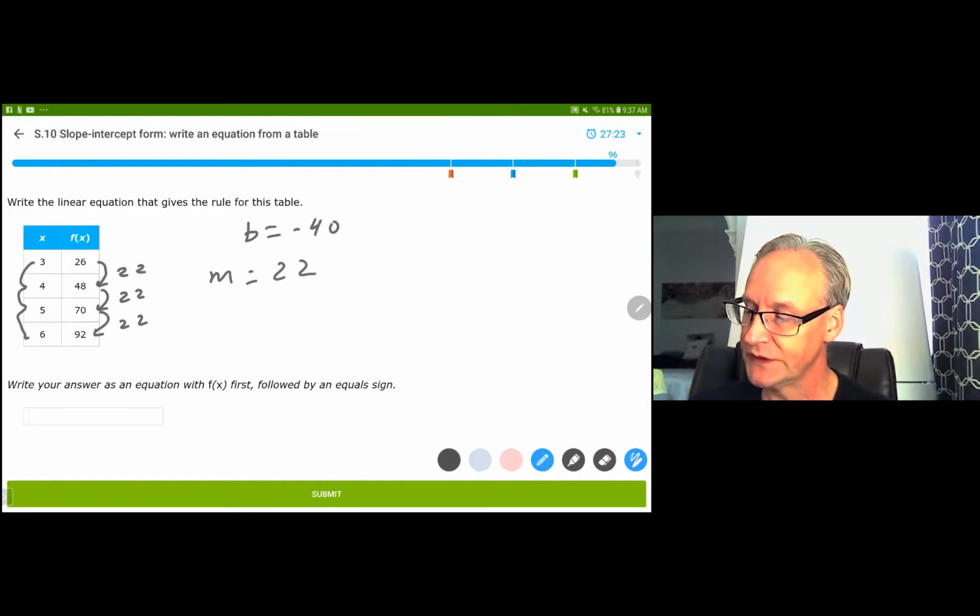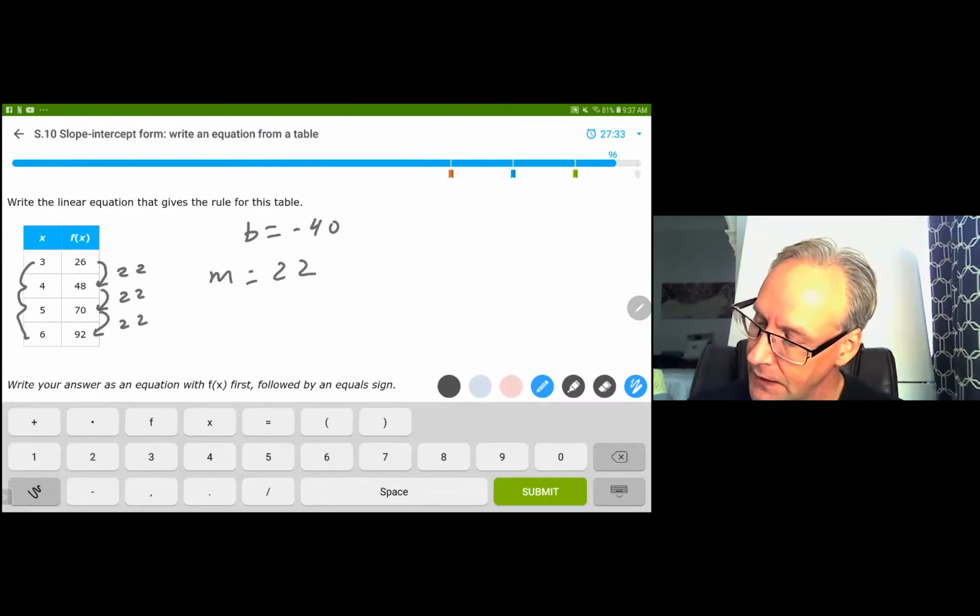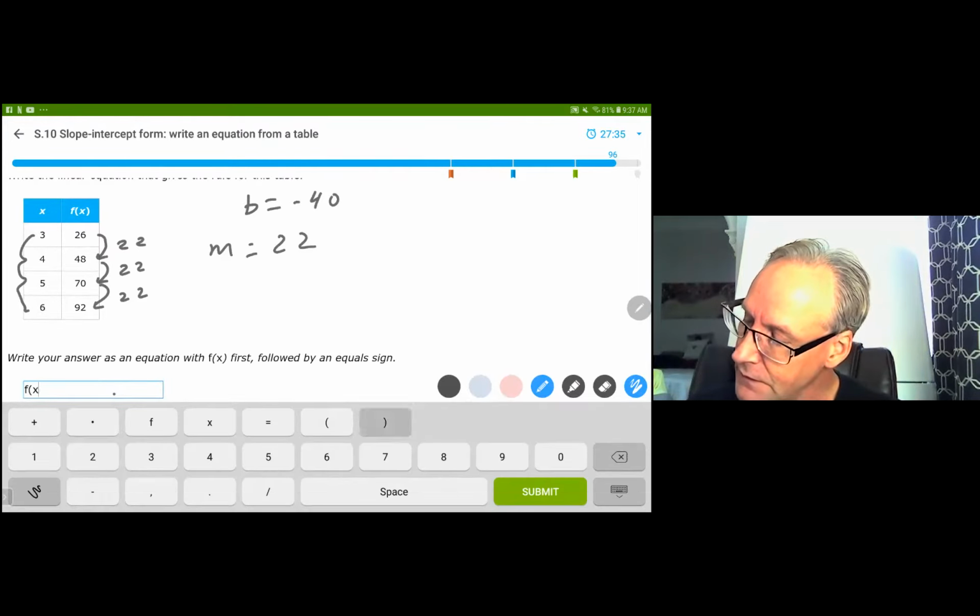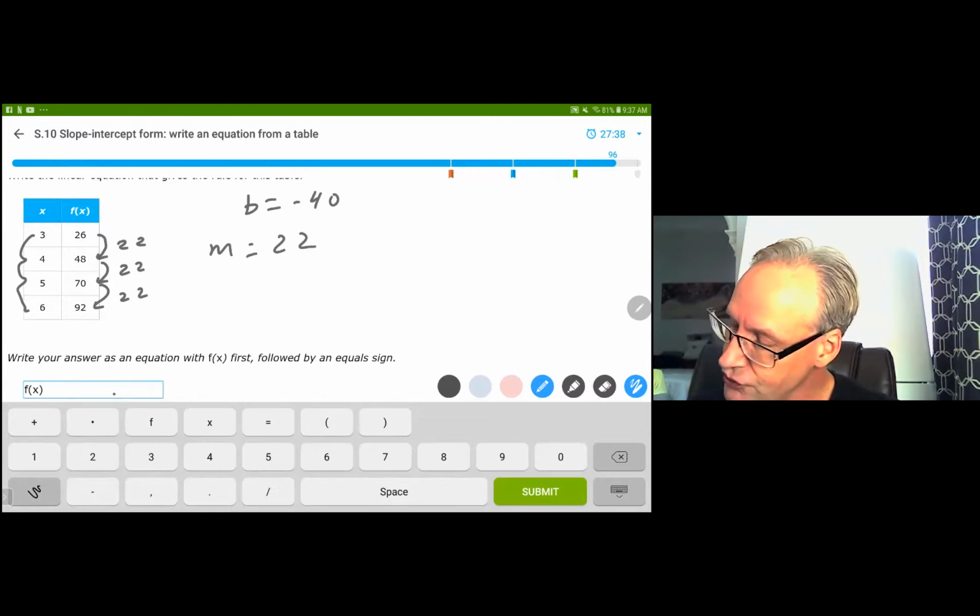Let's do one more check. What if I take 22 times 5? That's 110, and I take away 40, and I get to the 70. Just a way of checking. So anyway, f of x equals 22x minus 40. Looks good.